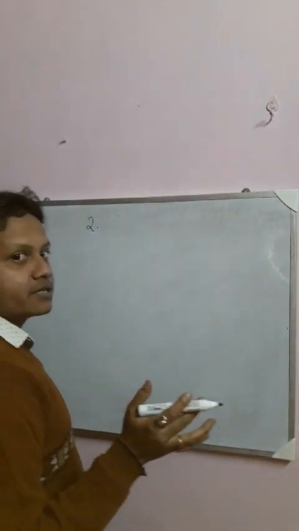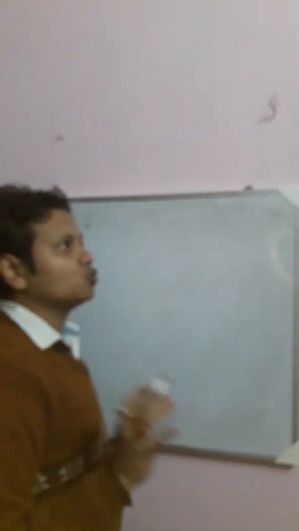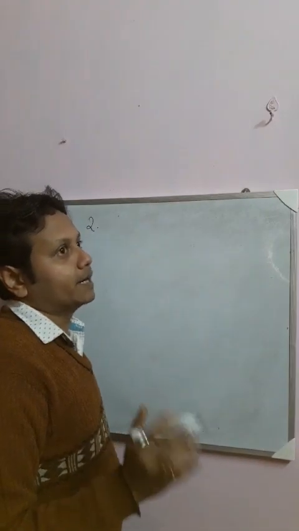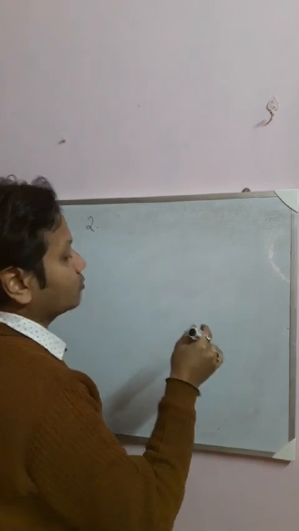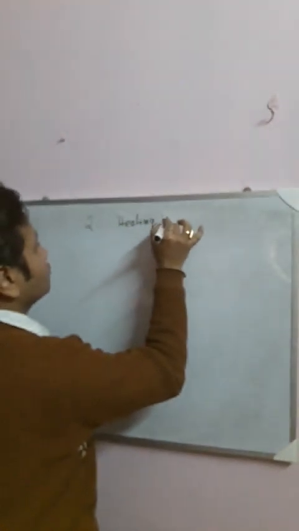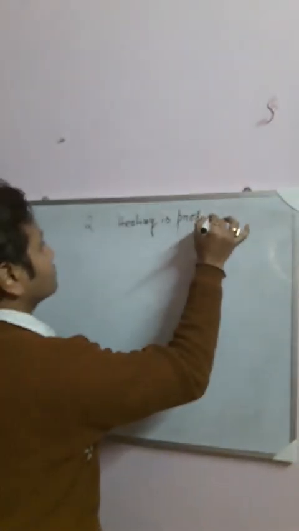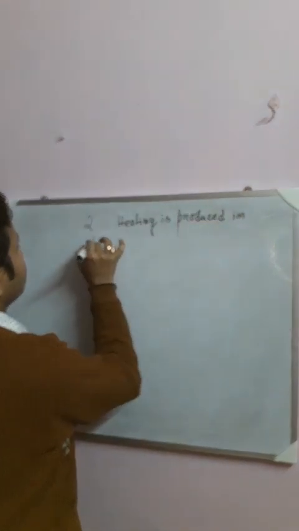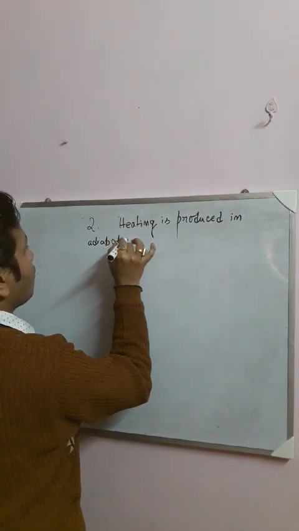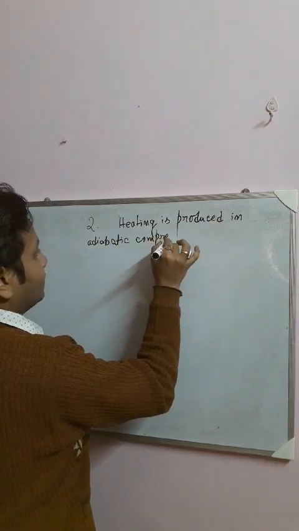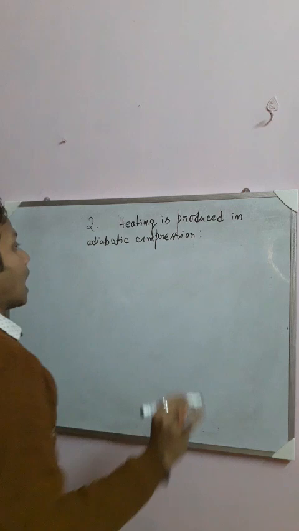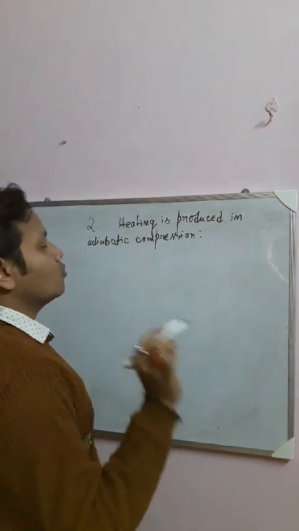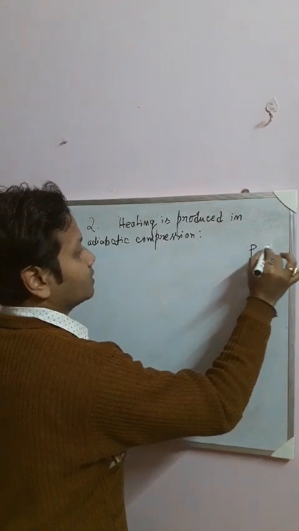Now next, our second issue is that by using Maxwell's relation, I am going to show that heating is produced in adiabatic compression. We all know that in adiabatic compression heating is produced. So how can we justify it by using Maxwell's relation?